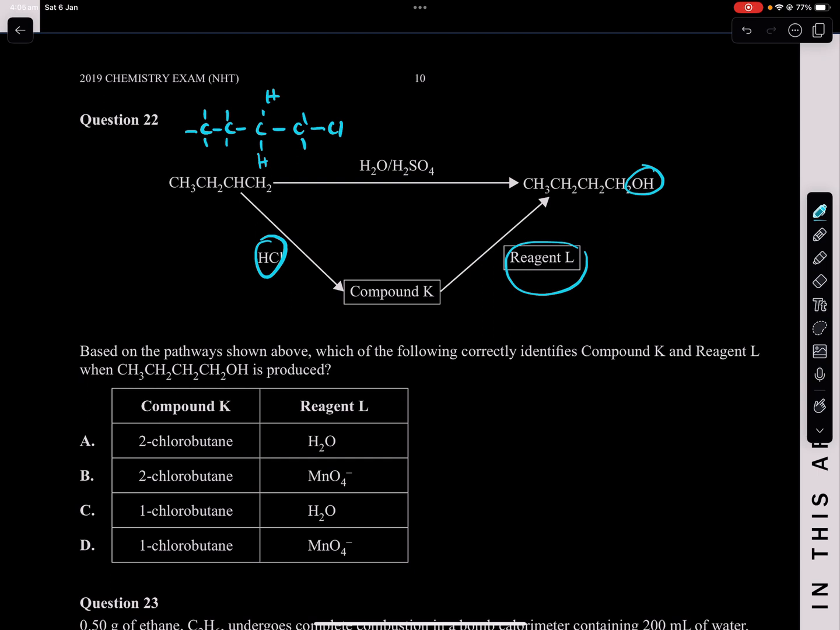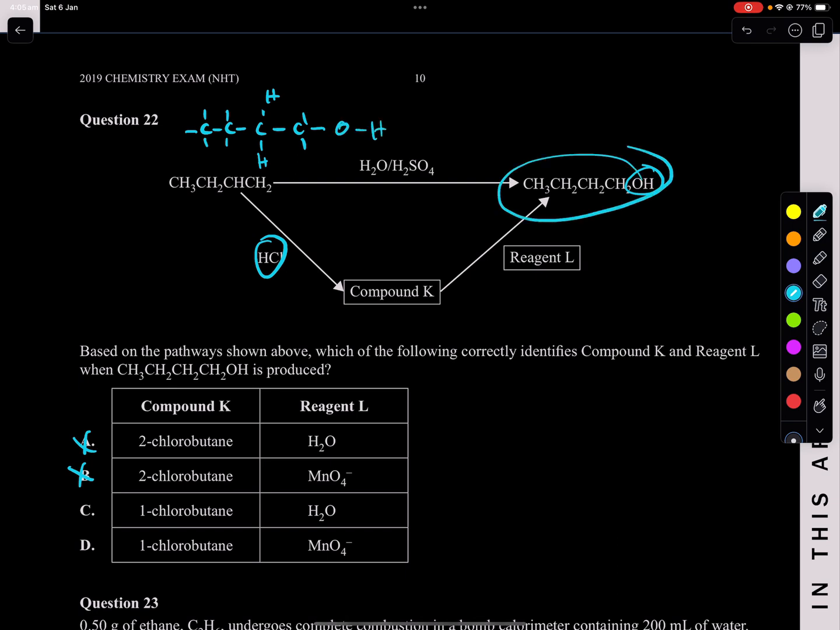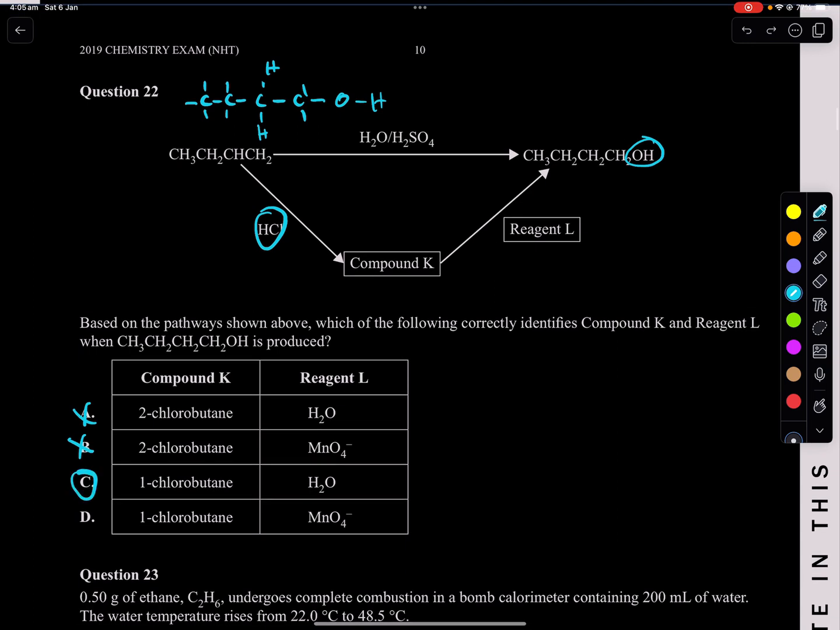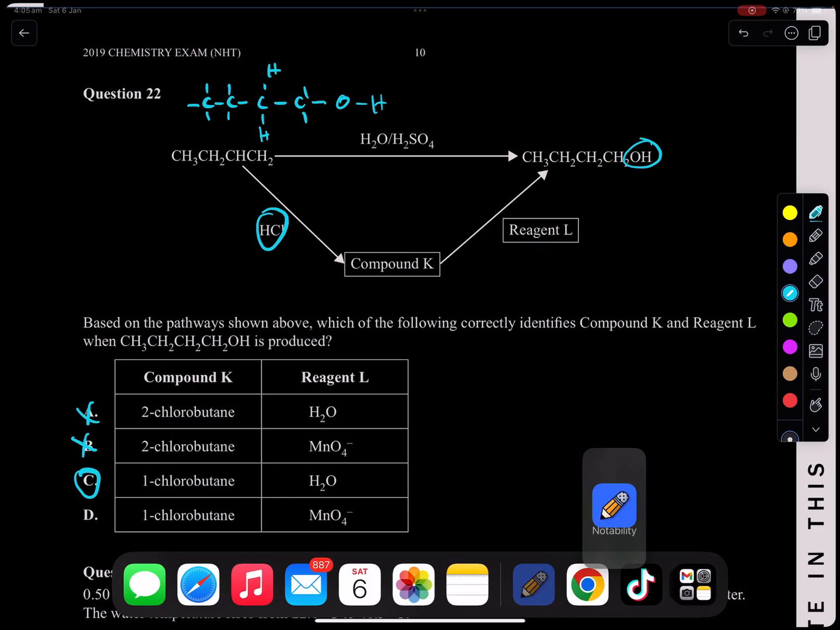So it's going to be a butane, and it's going to be at the first carbon. So 1-chlorobutane. So B and C are wrong. Now what's reagent L? Of course, it's going to be water. Remember, when you mix water, it's going to substitute with the Cl. It's going to have an OH here, which is what this is. So C is your answer.